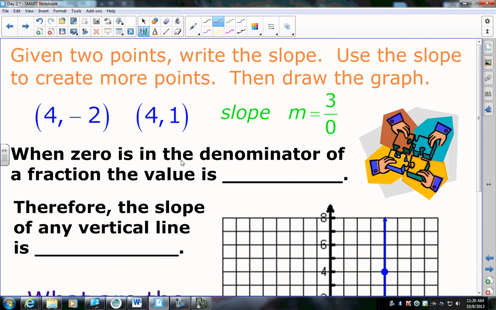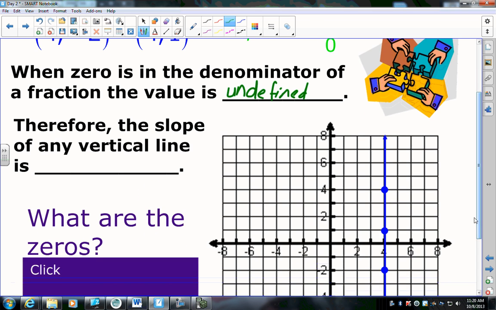Now it says when the 0 is in the denominator of the fraction, the value is undefined. We don't know it. Therefore, the slope of any vertical line is undefined.